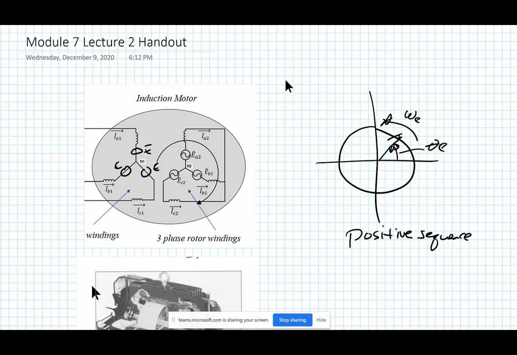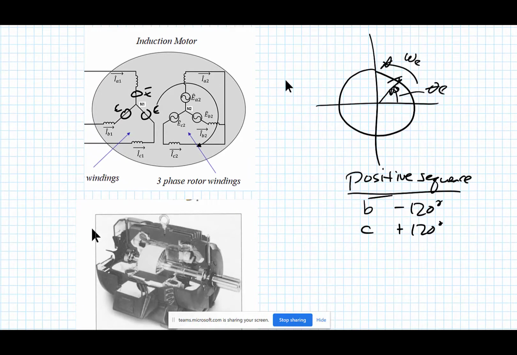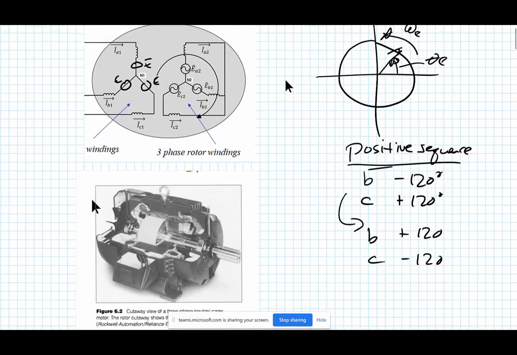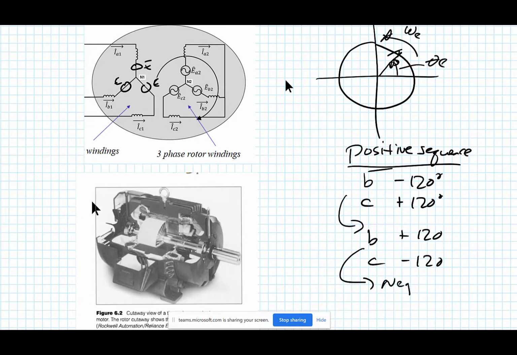It's typically the way I have defined the phase relationship of A, B, and C, where B is negative 120 degrees and C is positive 120 degrees out of phase with A. That is called positive sequence. It would be moving in this direction. If you went to B plus 120 and C minus 120, that would be negative sequence, going in the other direction. So it moves this way.